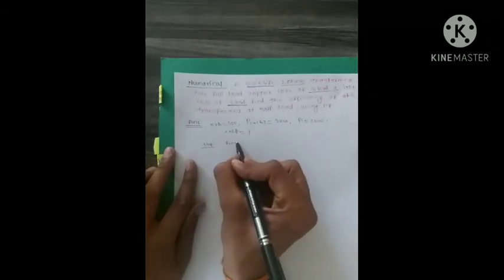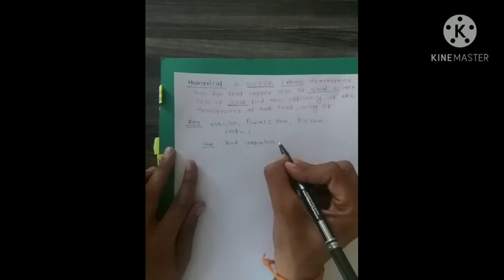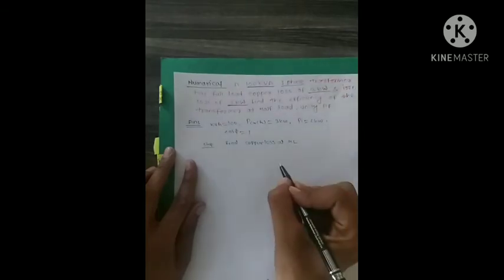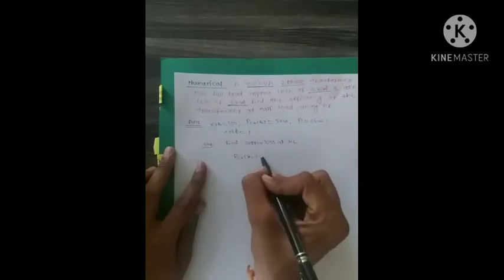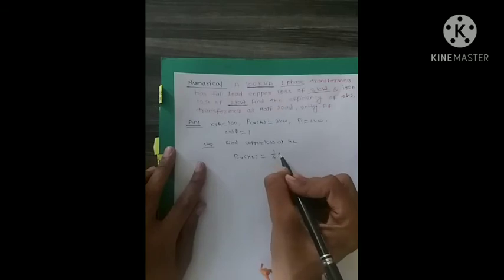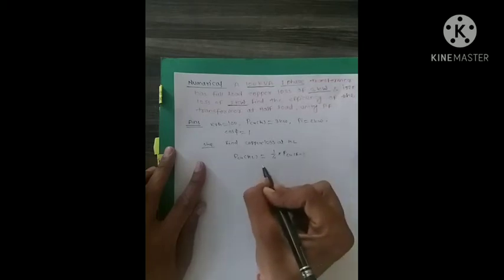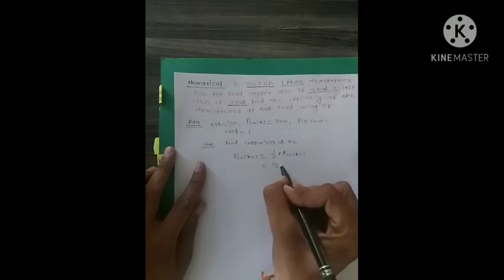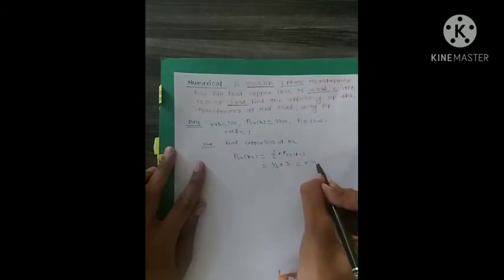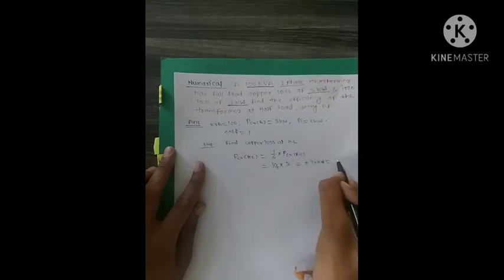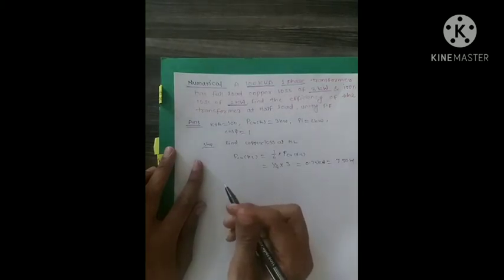So first step, find the copper loss at half load. PCU at half load equals 1 upon 4 into PCU at full load. Then putting the values, we get 1 upon 4 into 3 kilowatt equals 0.75 kilowatt, or 750 watt. Okay, next step.